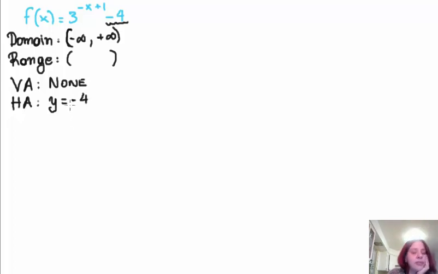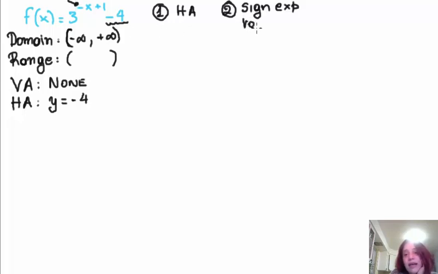In order to graph an exponential function and not get confused about the graph, I have to do it in stages. The first thing that I consider is the horizontal asymptote. The second step, I'm going to rotate around the y-axis if the sign of the exponent is negative. So the sign of the exponent right here is what determines if I rotate around the y-axis. If it is negative, I do. If it's positive, then I don't rotate.